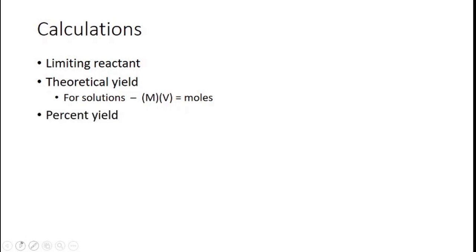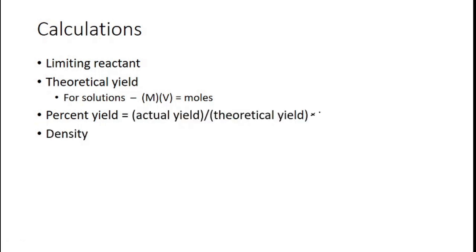And then percent yield is the actual yield divided by the theoretical yield. Again, this would be for the limiting reactant. We'll add times 100% because you do need to make this a percentage, but it is actual over theoretical.